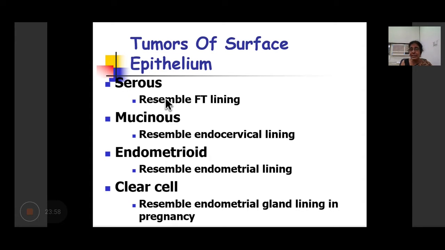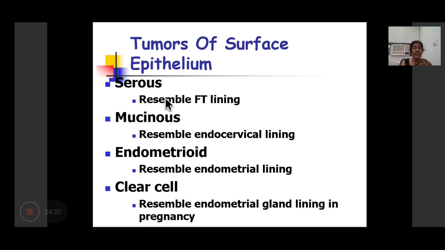And if the resemblance is towards the endometrial glands with vacuolation of the cytoplasm, resembling the late secretory phase or that occurring in pregnancy, then we call it the clear cell tumors of the ovary. The one which I have not included and is uncommon is when it resembles the transitional epithelium; then we call them Brenner's tumor of the ovary.